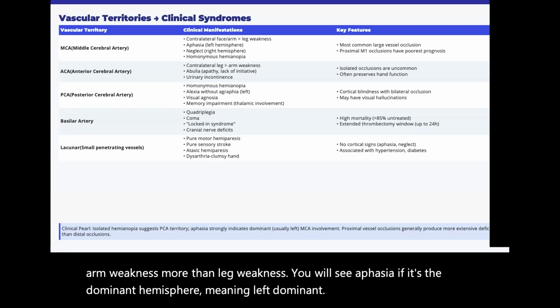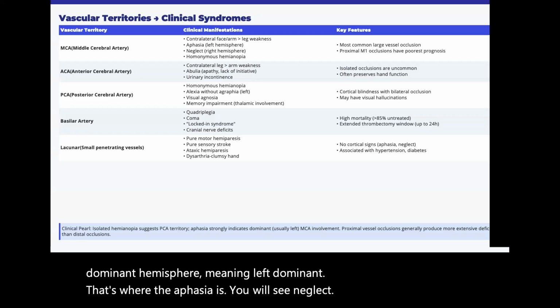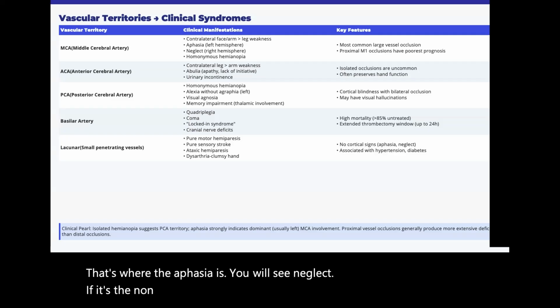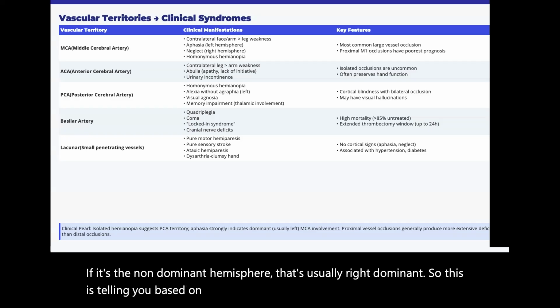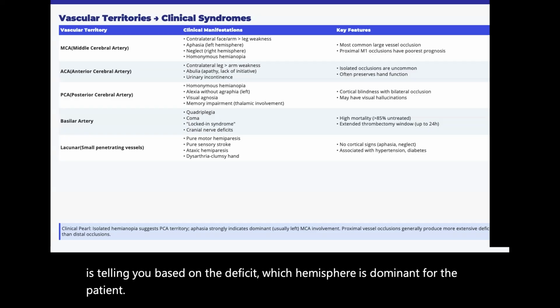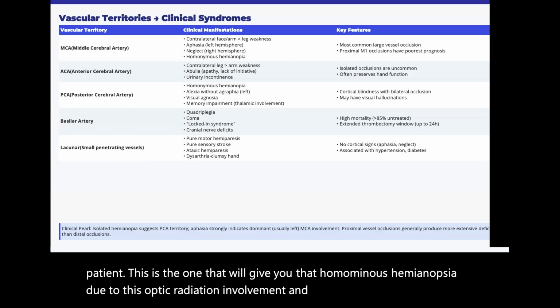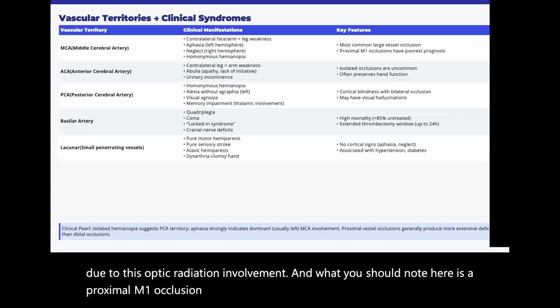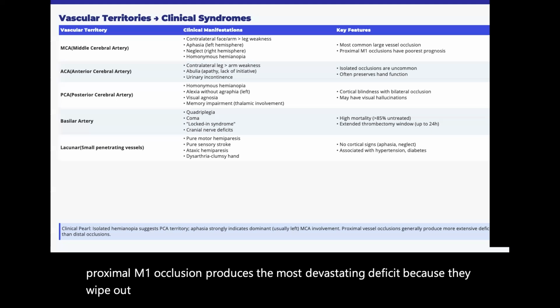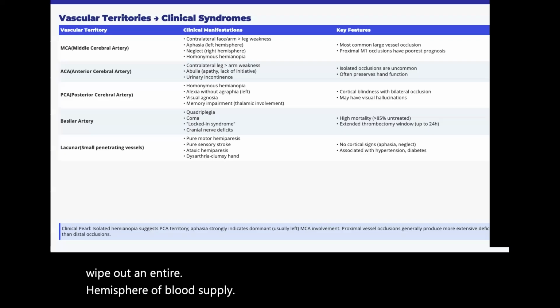That's where the aphasia is. You will see neglect if it's the non-dominant hemisphere. That's usually right. So this is telling you, based on the deficit, which hemisphere is dominant for the patient. This is the one that will give you that homonymous hemianopsia due to optic radiation involvement. And what you should note here is a proximal M1 occlusion produces the most devastating deficit because it wipes out an entire hemisphere of blood supply.